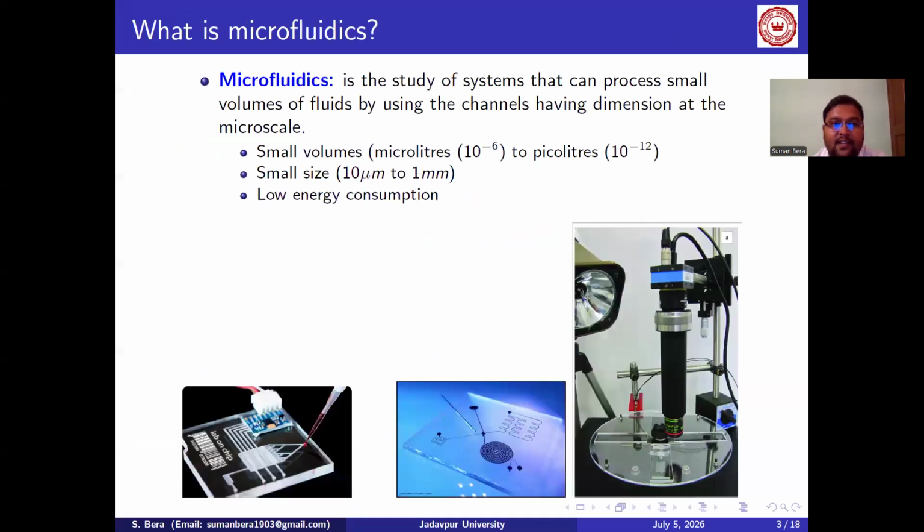I will start by analyzing what is microfluidics. Microfluidics is the science of manipulating very small amounts of fluid inside channels having dimensions from 10 micrometers to 1 millimeter. Because of their small size, the systems require very little sample volume, consume less energy, and provide precise control over fluid motion.